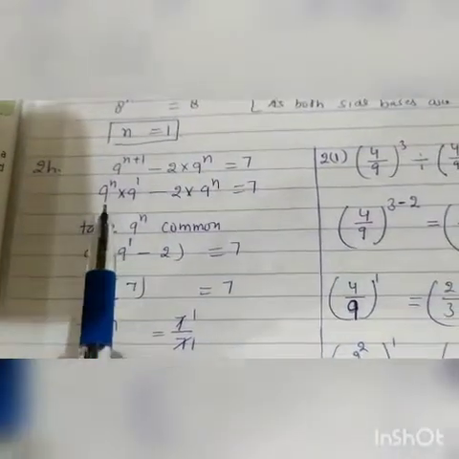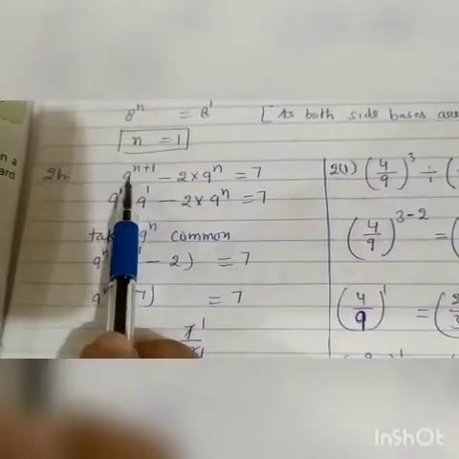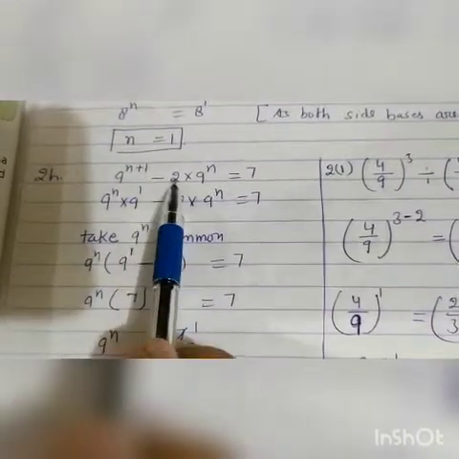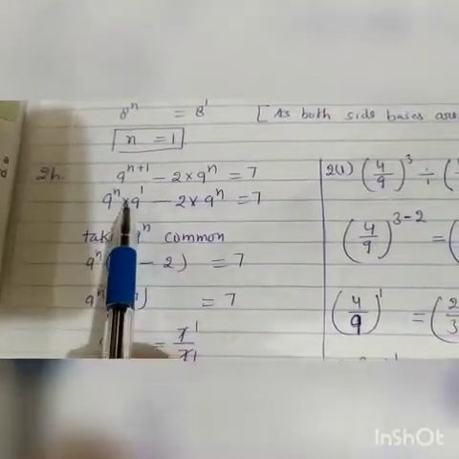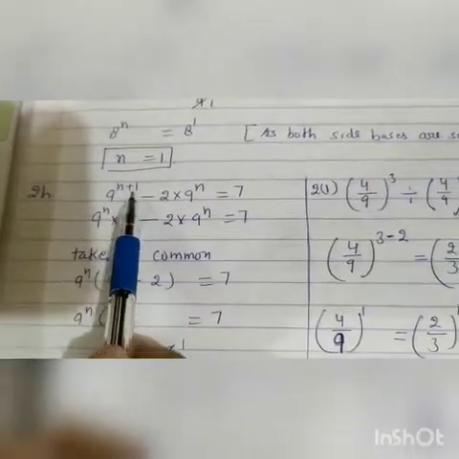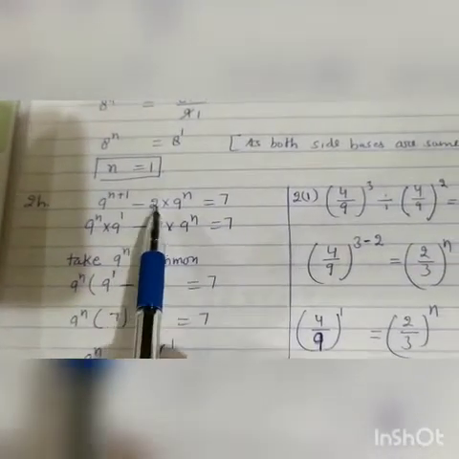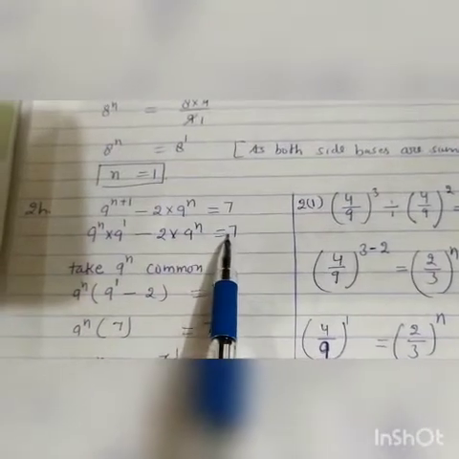Next part, h. Same as we did this part. 9 power n plus 1 minus 2 multiply 9 power n is equal to 7. 9 power n multiply 9 power 1. We will write it separately. Minus 2 multiply 9 power n is equal to 7.